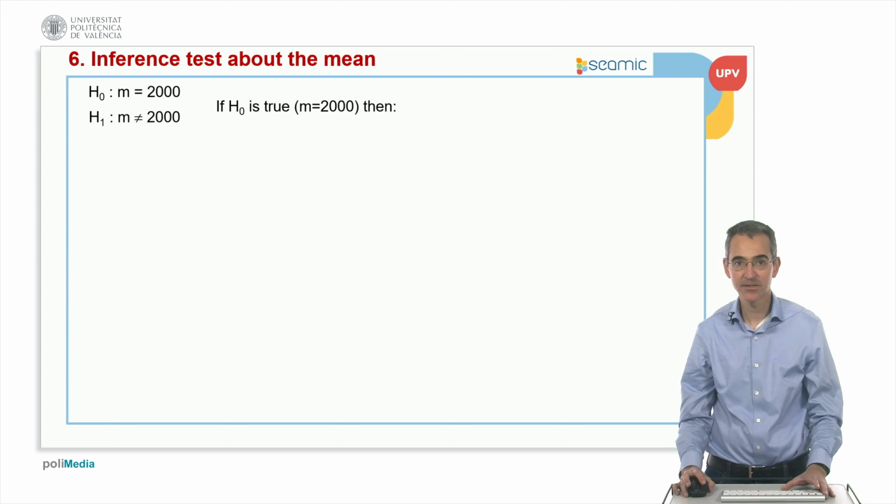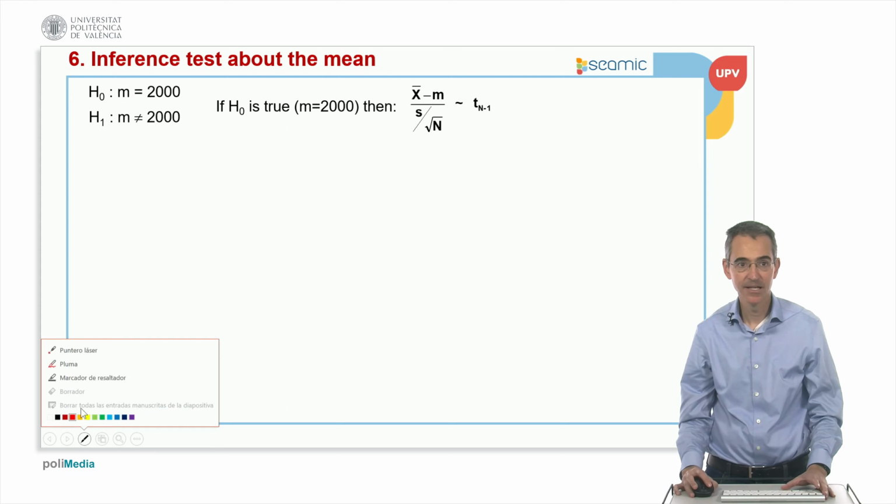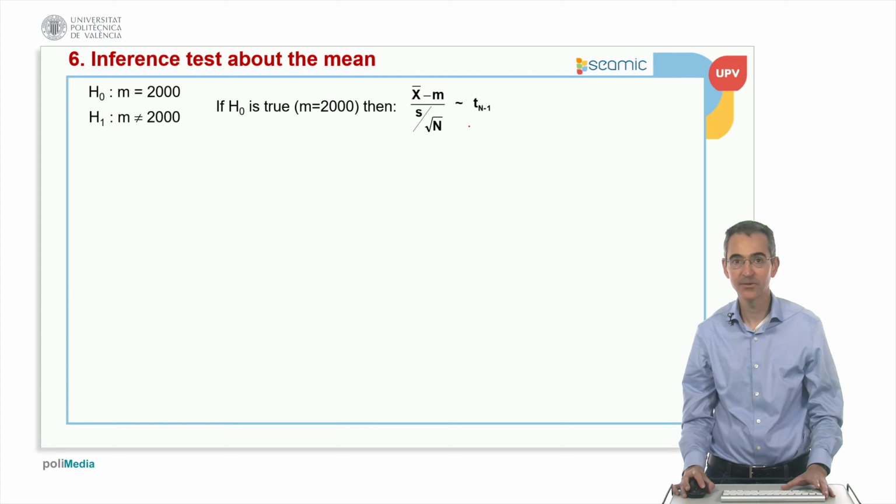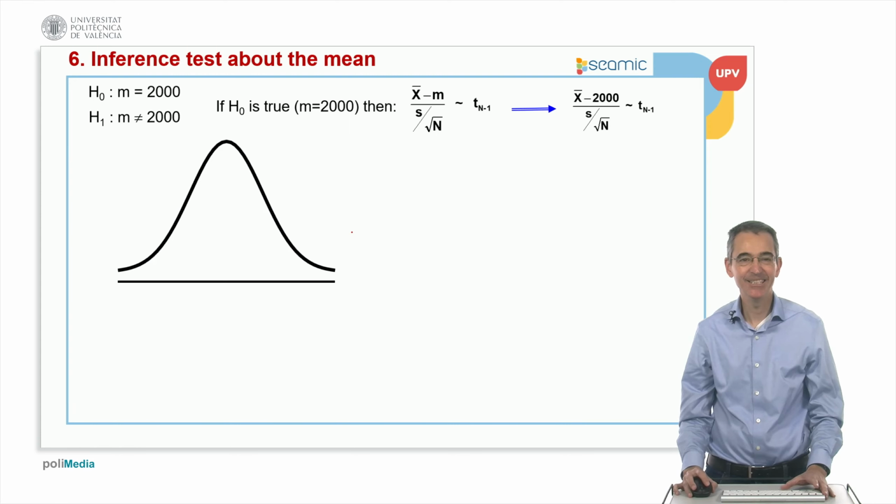So if the null hypothesis is true, then the sample average minus the population average, divided by s divided by the square root of n, follows a student t distribution. So if we standardize, in this case we assume that the null hypothesis is true, so we assume that m is 2000, and we have that equation. So this is the student t distribution.